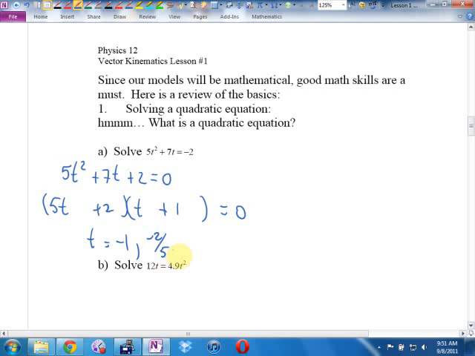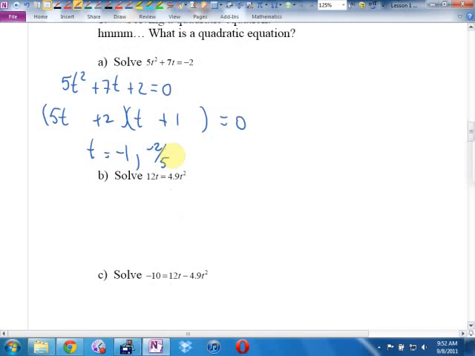Having said that, in physics, they will almost never factor because the numbers are going to be decimals and yucky. They might factor if it's a GCF. You might get one where this is 0, in which case you could have factored out a T from both, and that's a lot easier. Usually, they won't. So, solve this one.